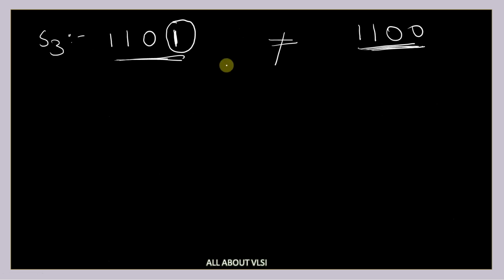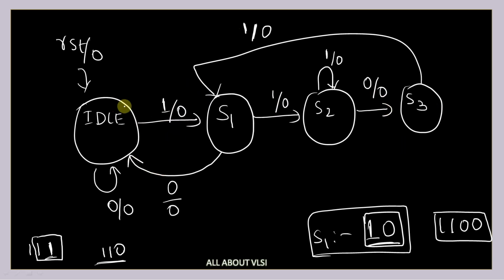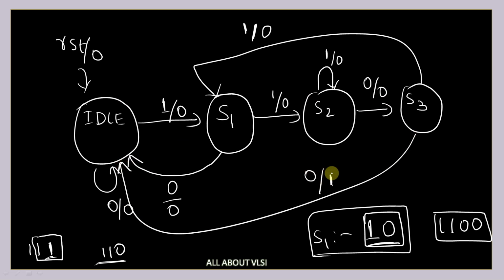And if you are in S3 state, you have the sequence 110, and if you are getting one more 0, then your output is equal to 1. And since you're talking about non-overlapping, what I have told you in the previous session, simply blindly go to idle state. Output is equal to 1. So this is how we are going to draw the sequence detector for the sequence 1100.